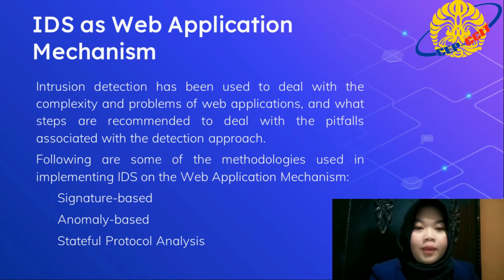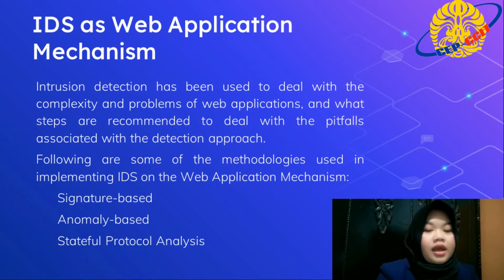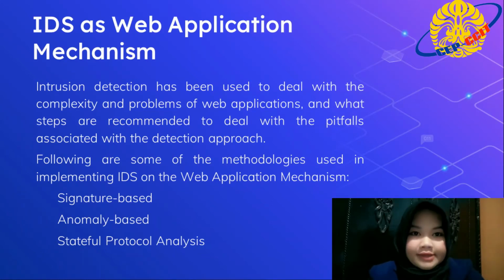Second, we have anomaly-based. Anomaly-based detection is the process of comparing the definition of what activities are considered normal with the events observed to identify significant deviation. IDS that use anomaly-based detection have a profile that represents the normal behavior of things like the user, host or network connection application.